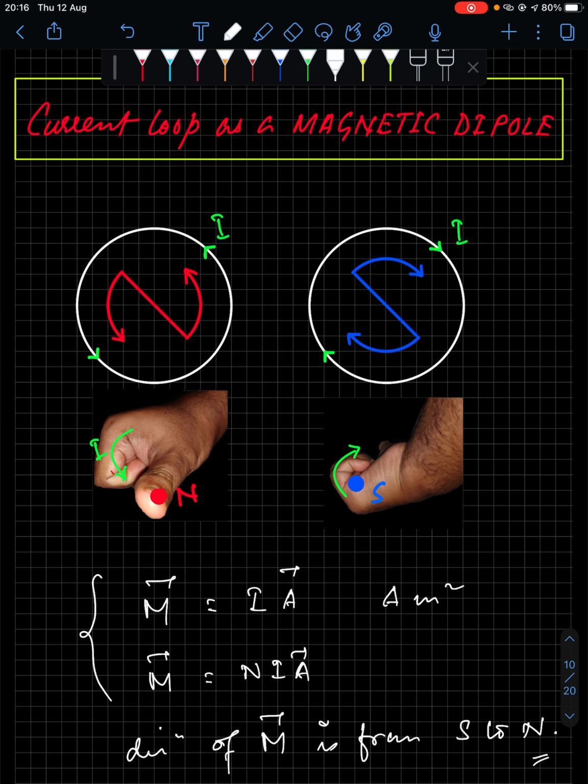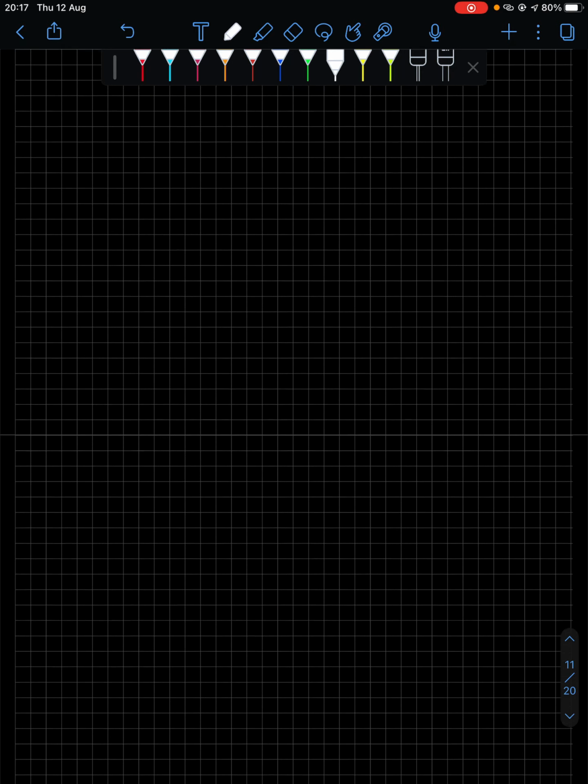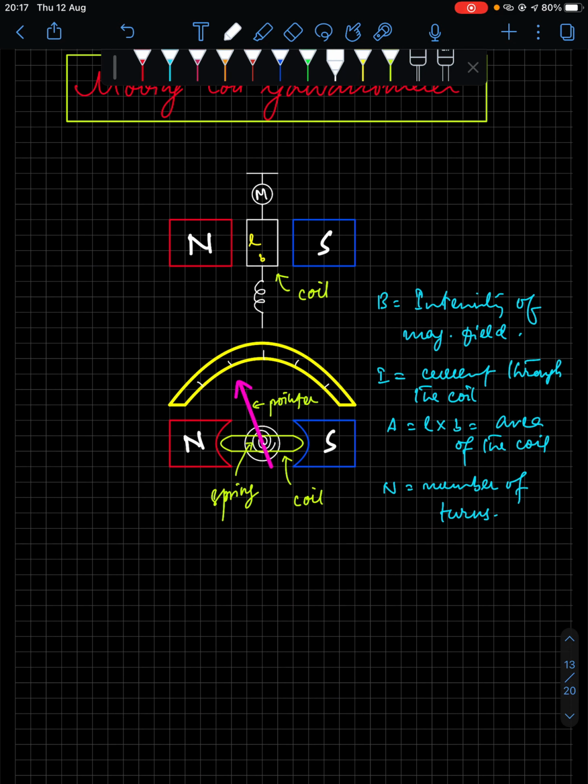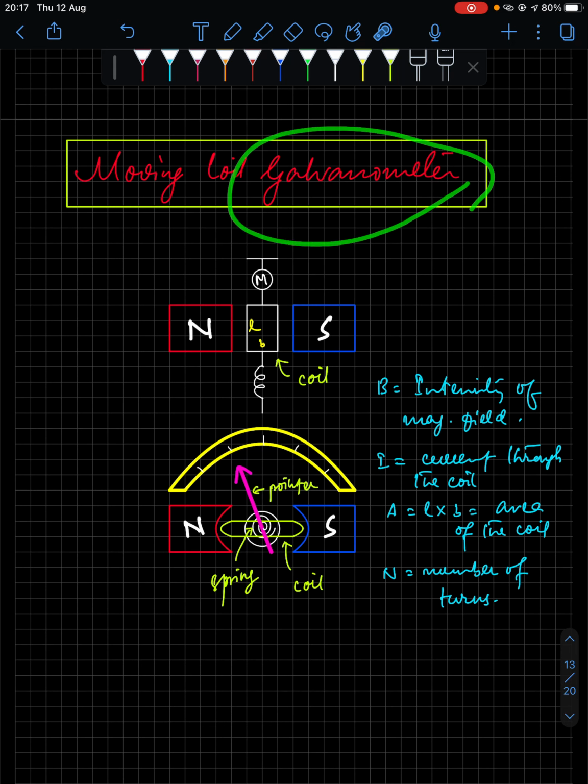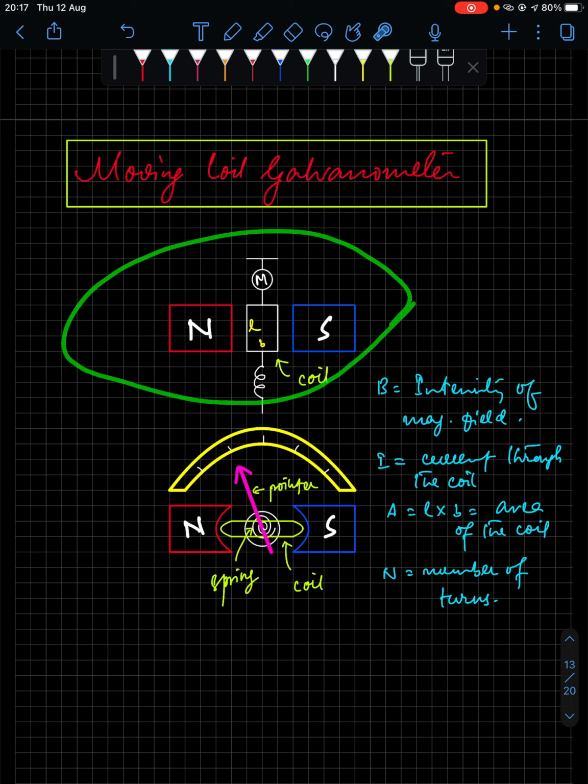And here we have seen that a current carrying loop can also behave as a magnetic dipole. So we apply the understanding of torque in a moving coil galvanometer. In the expression of torque, we understood one thing: whenever a coil carries a current and the coil is in a magnetic field, a torque will act on the coil, which will tend to rotate the coil. So what is the function of a galvanometer? To detect the presence of current in a circuit, you use a galvanometer.